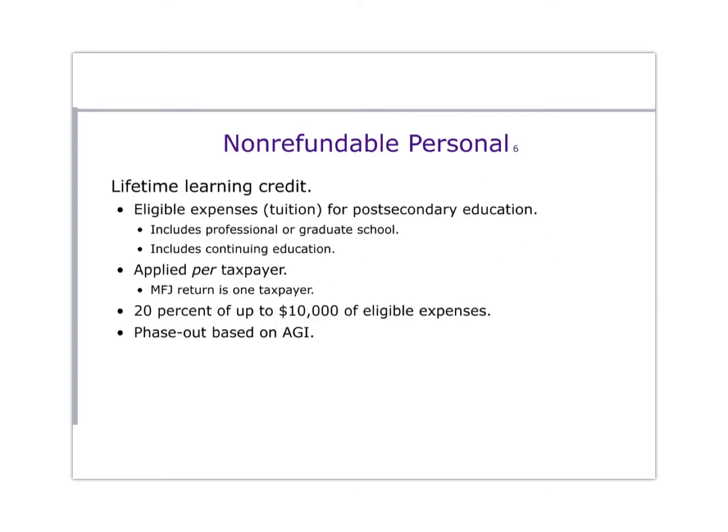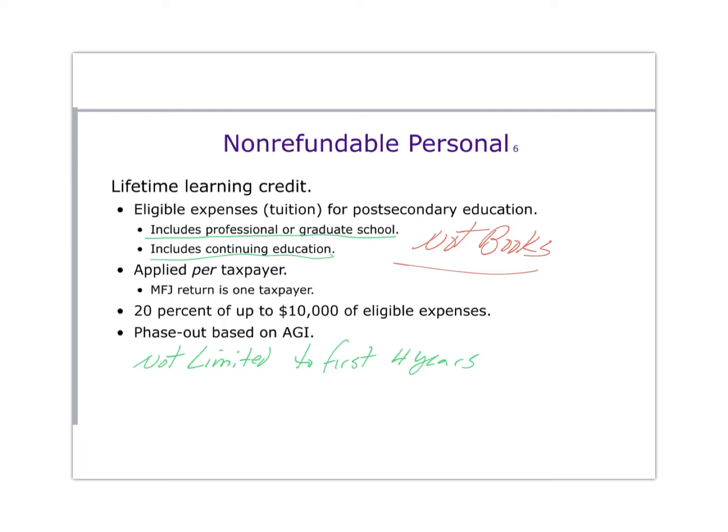Now, the second education credit that Chapter 8 talks about is the lifetime learning credit, all right? Eligible expenses include tuition and fees, not books, all right? So that's a huge difference. Another big difference that we want to highlight is this includes professional education or graduate school, so it is not limited to the first 4 years, and it includes continuing education. So things like CPE would count for the lifetime learning credit, okay?